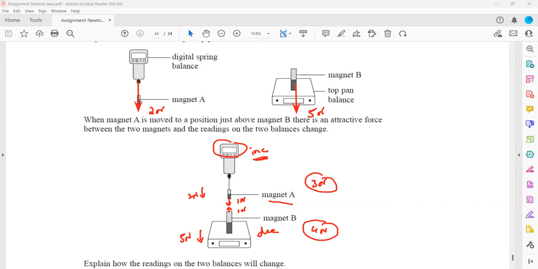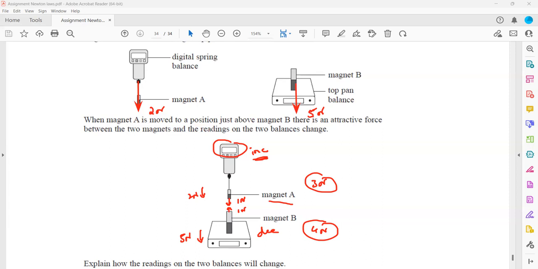So you have to write in a systematic way, with the points which you should include. The first thing: according to Newton pair forces, the two magnets apply the same equal force, opposite in direction. So why will the reading on the digital spring balance increase? Because there is a greater downward resultant force, the force of the magnet plus its weight. That's why its reading is increasing.